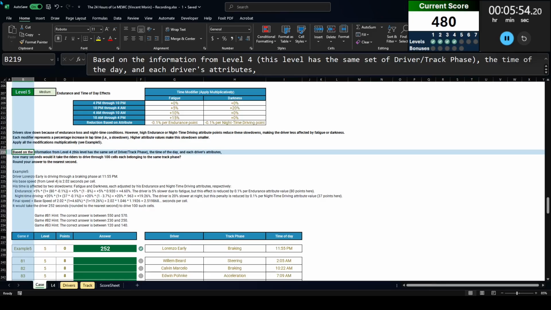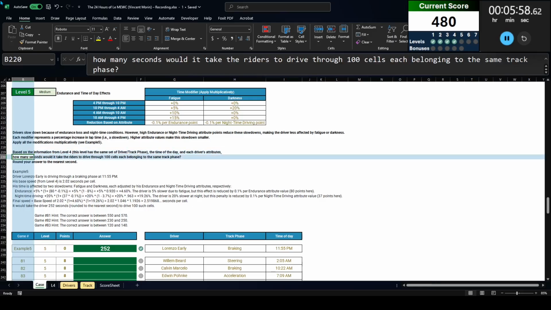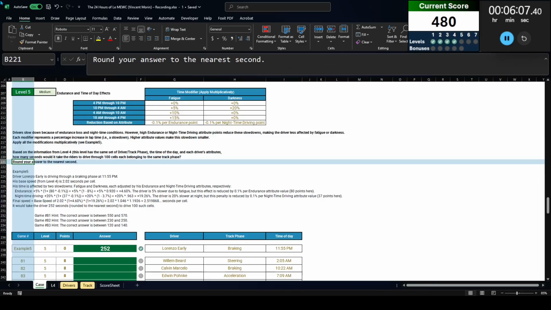Based on the information from level 4, this level has the same set of driver, track phase, the time of day, and each driver's attributes. How many seconds would it take the driver to drive through 100 cells, each belonging to the same track phase? Round your answer to the nearest second.